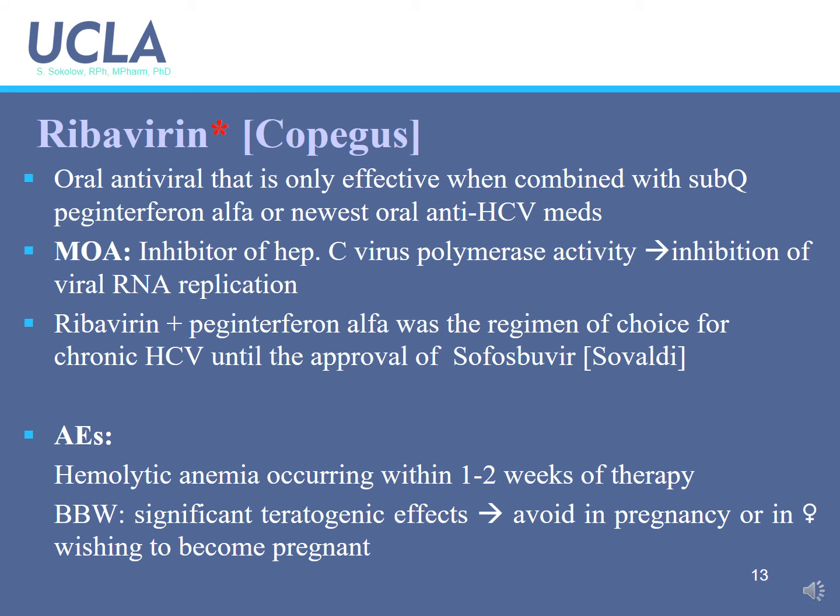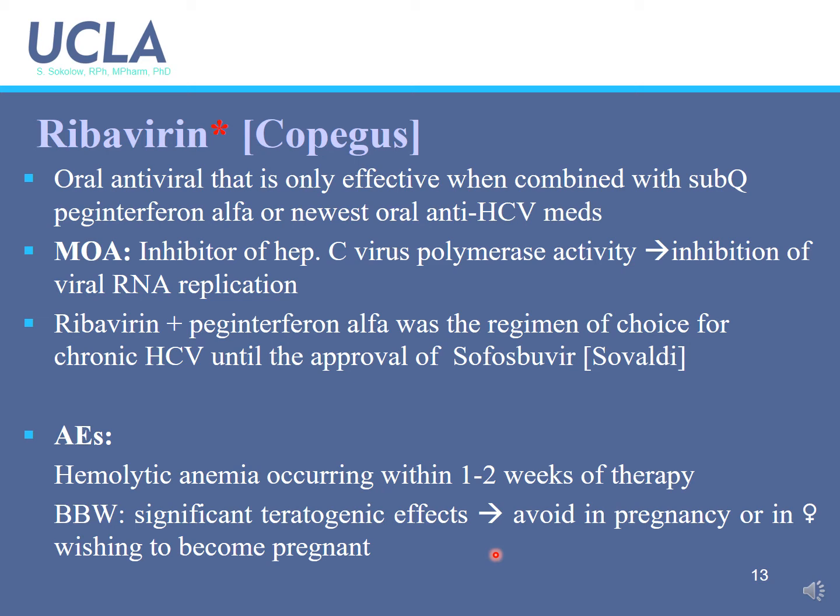Now, ribavirin, like I said, is also an antiviral agent, but it's only effective when it's combined with sub-Q PEG interferon alpha, or interferon alpha. PEG is the long-acting form of interferon alpha. I'll cover the newest oral anti-Hep C medications after this slide. What is the mechanism of action of ribavirin? It's an inhibitor of the Hep C virus polymerase. The polymerase is involved in RNA replication, so by inhibiting that enzyme, it inhibits the viral RNA replication.